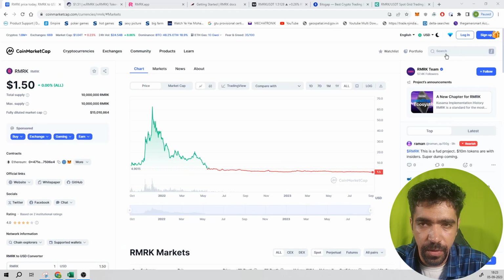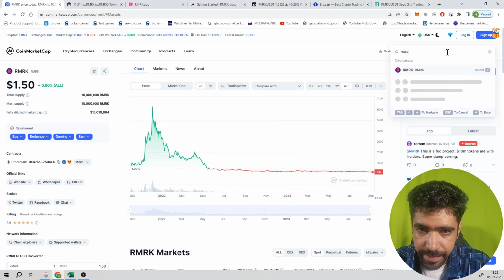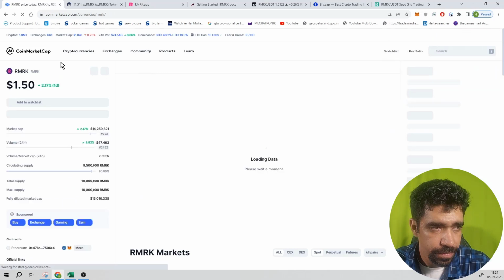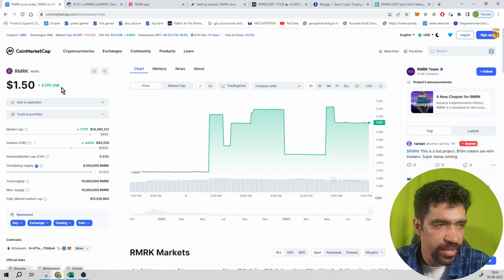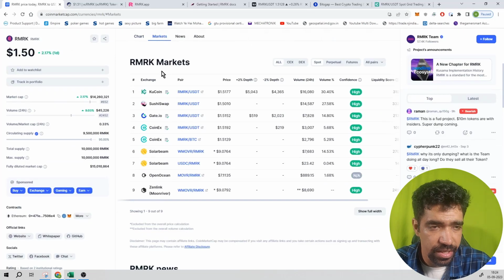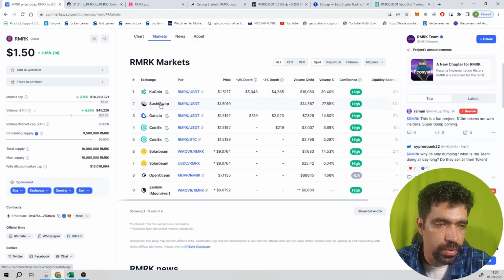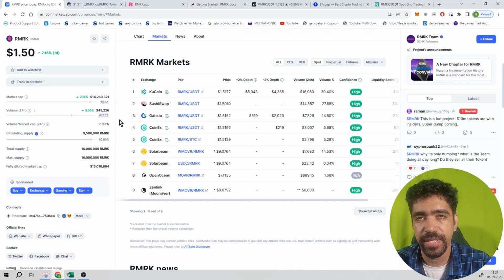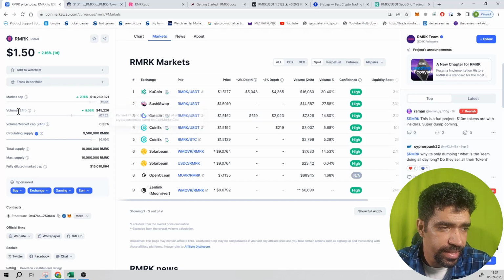So first of all, go to CoinMarketCap and search RMRK. The name of the token is RMRK and the ticker is also RMRK. The price of this token, currently it is trading at a price of $1.5 and it is listed on various platforms such as KuCoin, SushiSwap, Gate.io, etc. It is having a low market cap of $14.2 million and a trading volume of 45,000. Based on the market cap value, it is having a ranking of 652, and based on the trading volume in the last 24 hours, it is having a ranking of 2452.